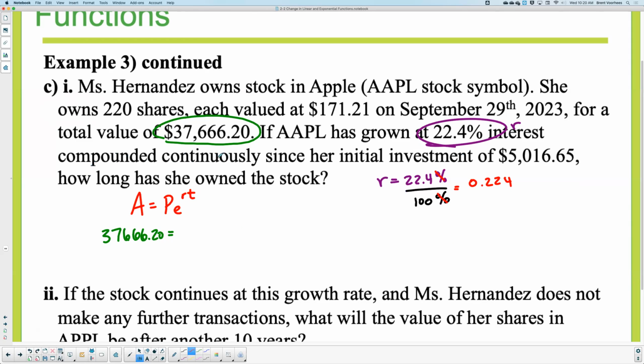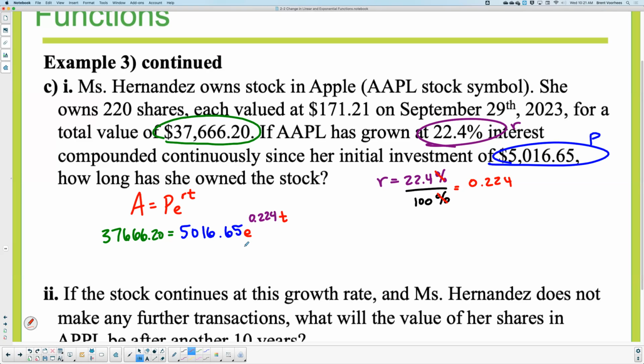What is compounded continuously? That's this formula. E means continuously. Since her initial investment of, that's P. There's our P. Strip away the dollar sign and the commas, 5016.65. E does not change. E is not a variable. It is a constant. It's that 2.72 value. We're going to raise it to the power of 0.224 times t. The missing variable would be t, right? Yep. We don't know t.